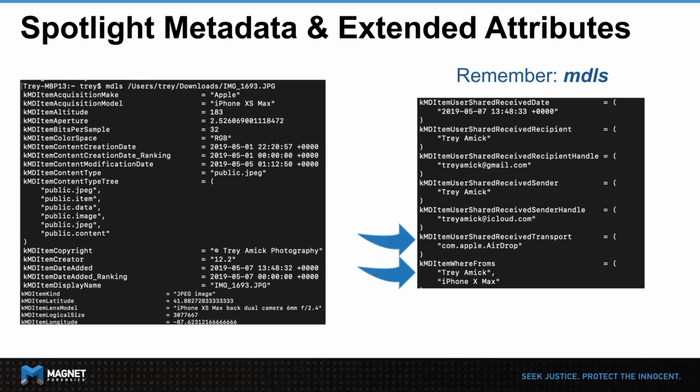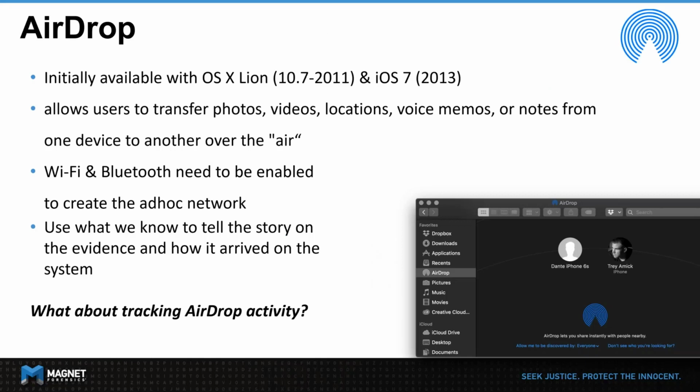Now, let's keep moving along. I just mentioned AirDrop, and AirDrop has been around for quite some time. We're talking 10.7 for Mac, and then iOS 7, so 2013. This allows the transfer of photos, videos, locations, DMGs, executables. You can really transfer anything you want over AirDrop. There are no data size limits, so you can essentially just push a huge file from Mac to Mac, or iPhone to Mac, or iPhone to iPhone, all through using AirDrop.